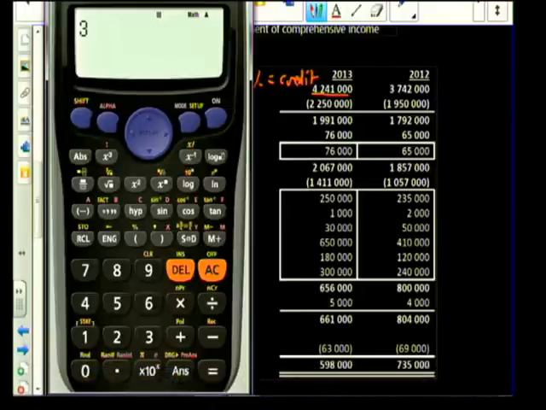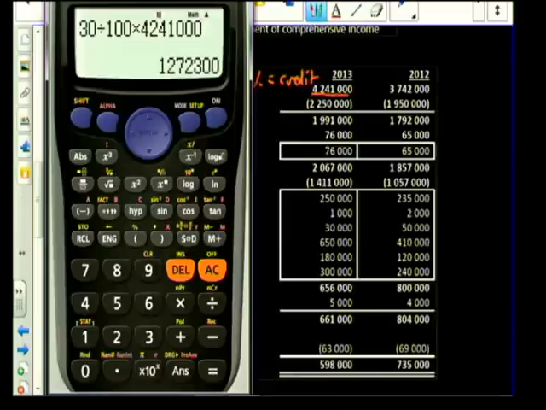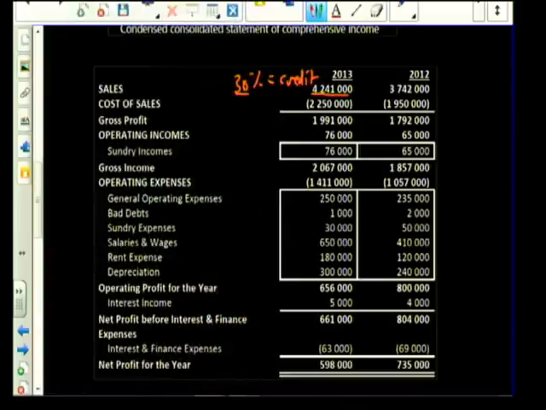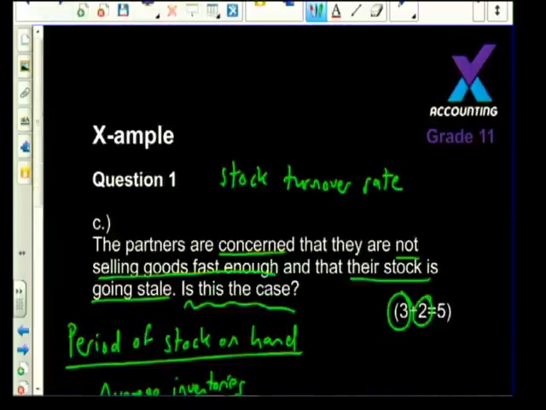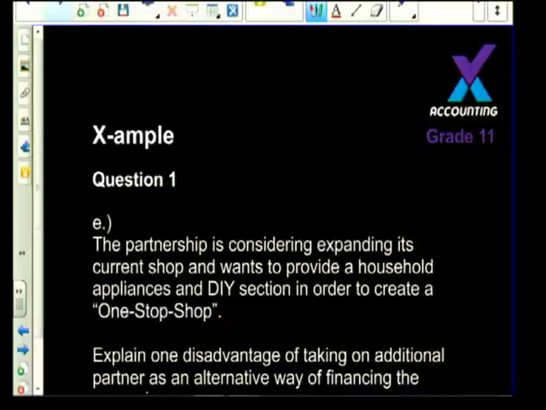So let's do that. 30%, in other words, 30 over 100, or you can use the percent sign, whatever you feel comfortable with, multiplied by 4,241,000. That tells me my credit sales for the year, which is 1,272,300. So let's write it at the bottom of the ratio, 1,272,300.